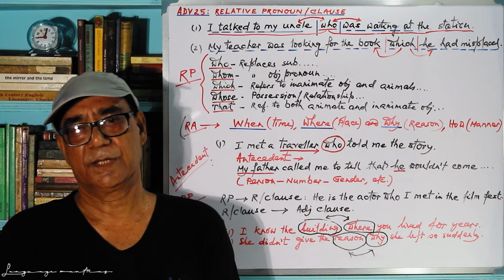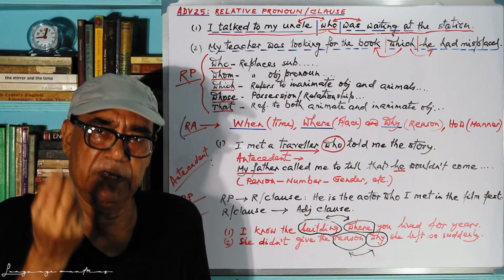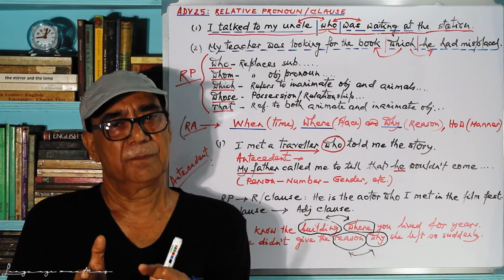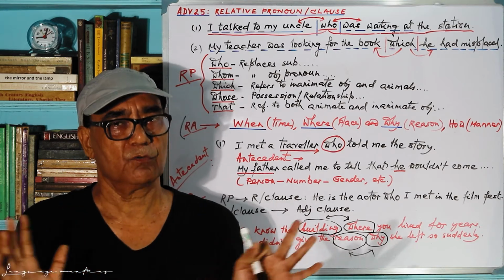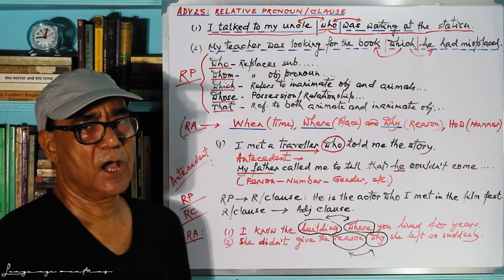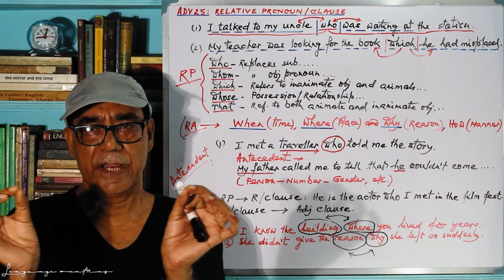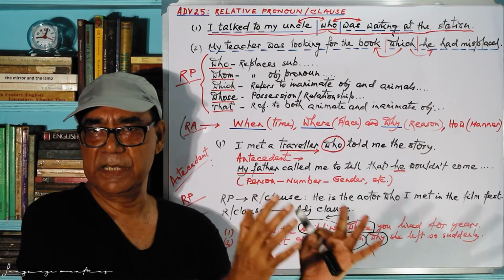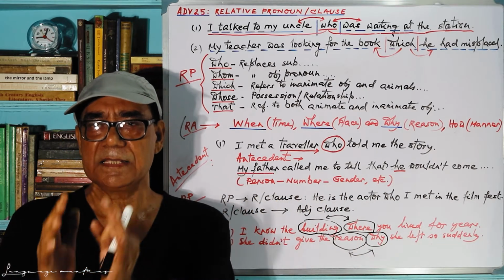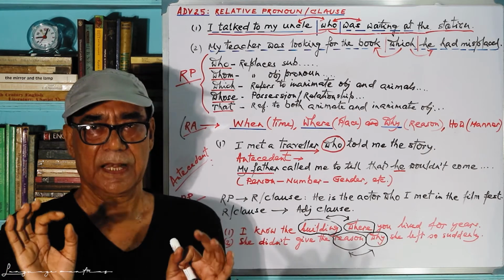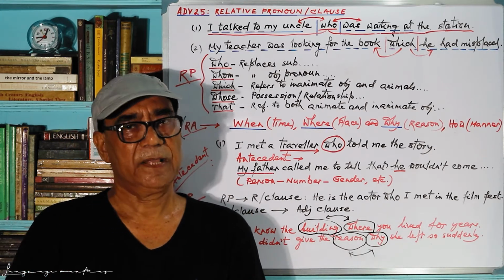What is a relative pronoun? It may be a single word or it may be a phrase, but it's a pronoun. And the main function of a relative pronoun is to join two parts of a sentence. One part is the principal clause, the other part is the subordinate clause. Let's have an example and make the concept clear.